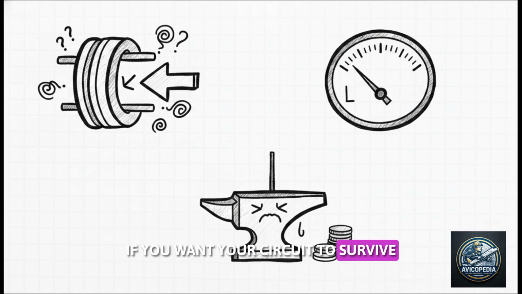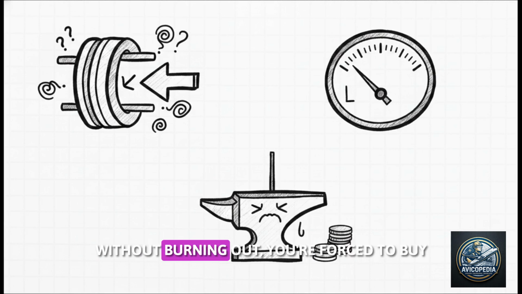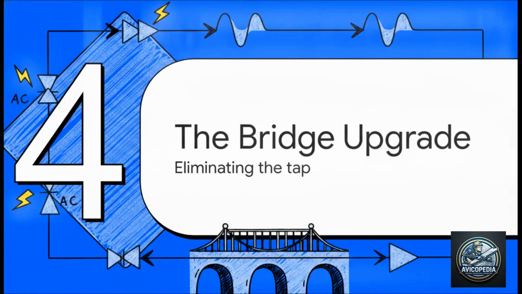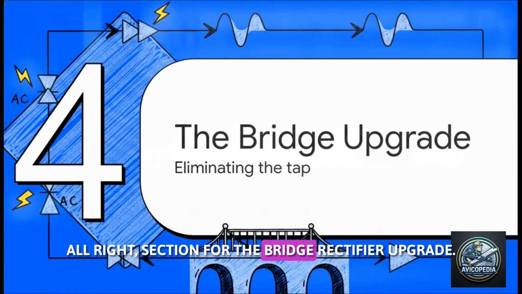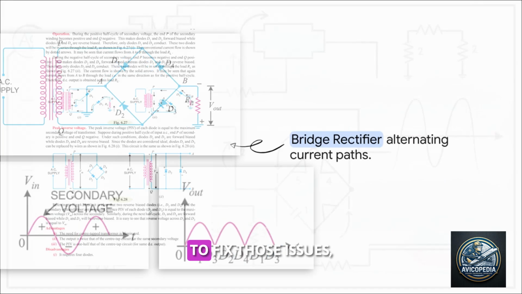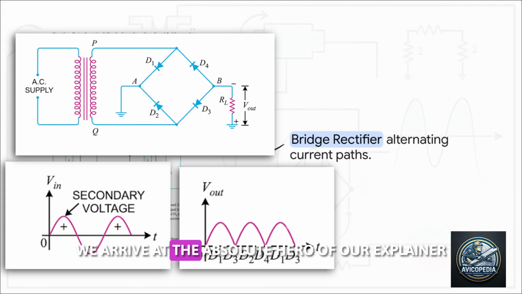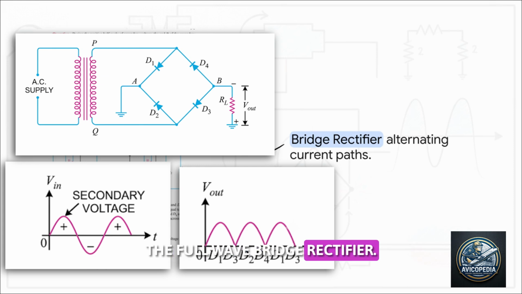If you want your circuit to survive that kind of electrical pressure without burning out, you're forced to buy expensive, highly rated diodes. All right, Section 4, the bridge rectifier upgrade. To fix those issues, we arrive at the absolute hero of our explainer, the full-wave bridge rectifier. This design is honestly pure genius.